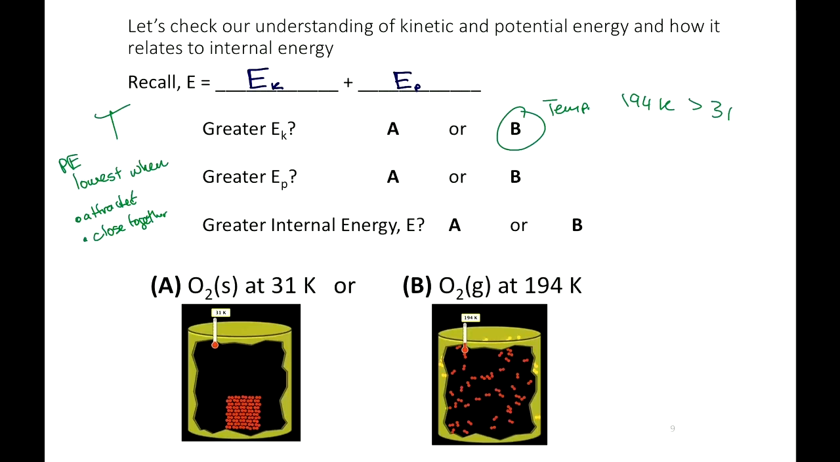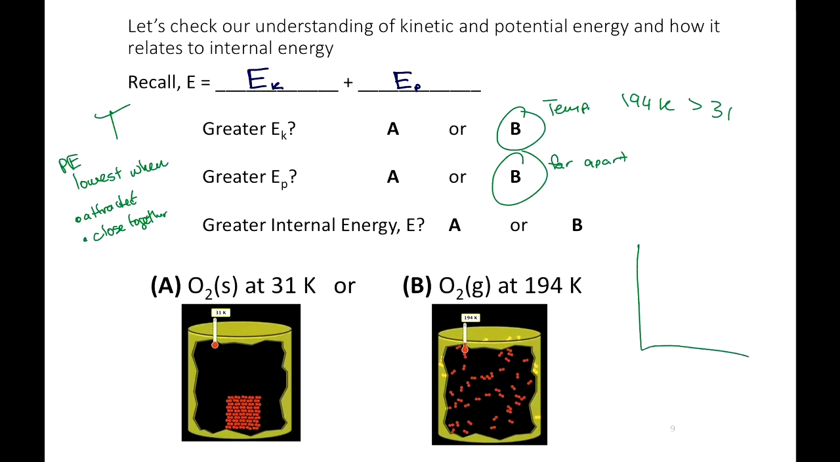What about potential energy? Which one has the greater potential energy? Remember our definition here: potential energy is lowest, most negative, when particles are attracted and close together. So which one has the greater potential energy? B, yes, because the particles are far apart. So that means that the oxygen solid here, those particles are close together, so it's going to have a negative potential energy.